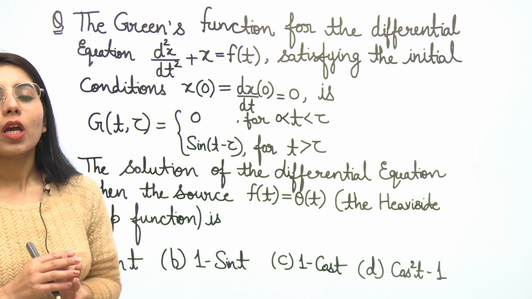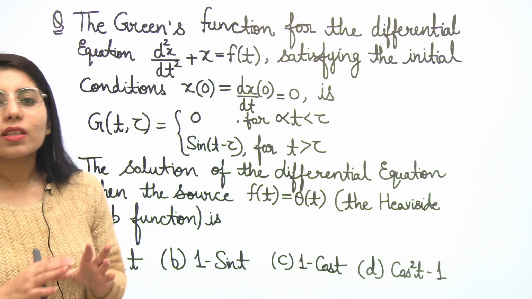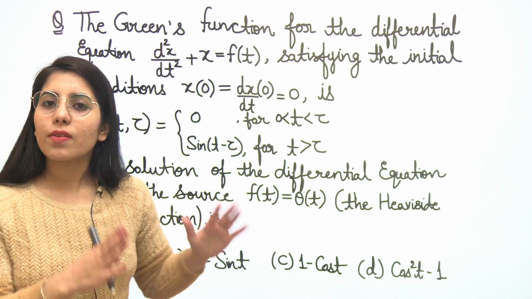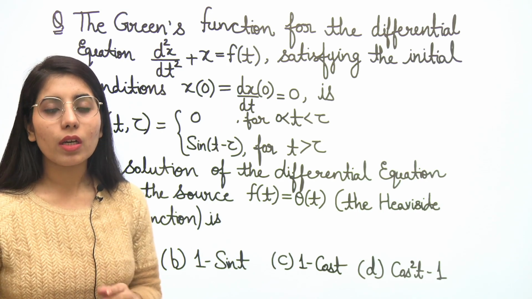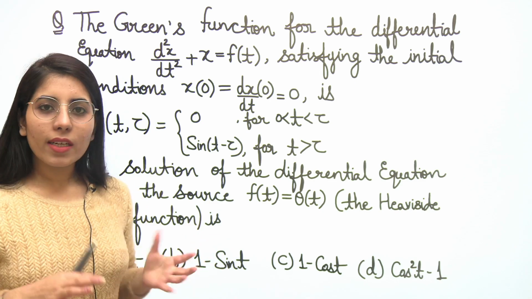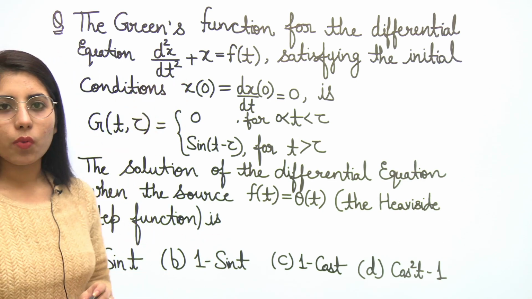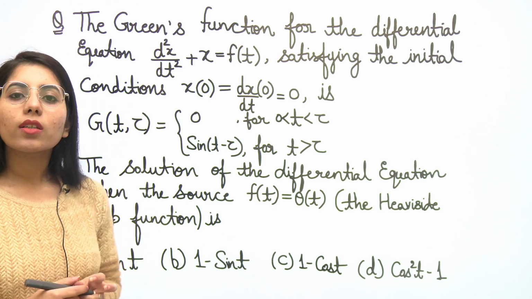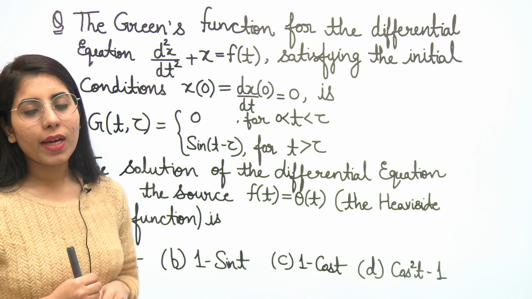Basically, here they are not asking us to find the Green's function. Normally in previous years, other questions related to the Green's function asked about the Green's function itself. But here they are not asking about that. They are asking about the solution of the differential equation in general. So what steps will you have to take in any such case so that you get the right answer?